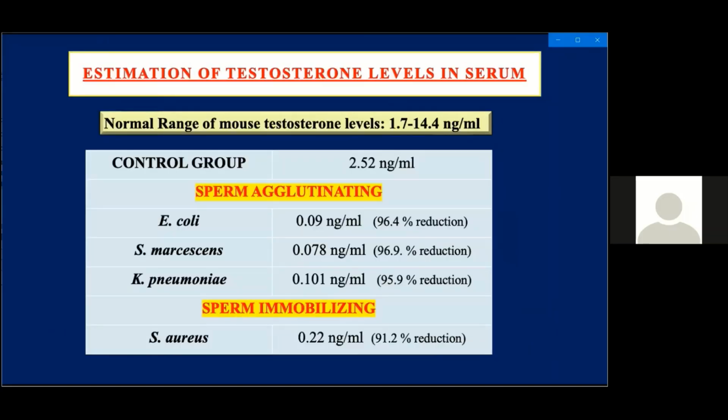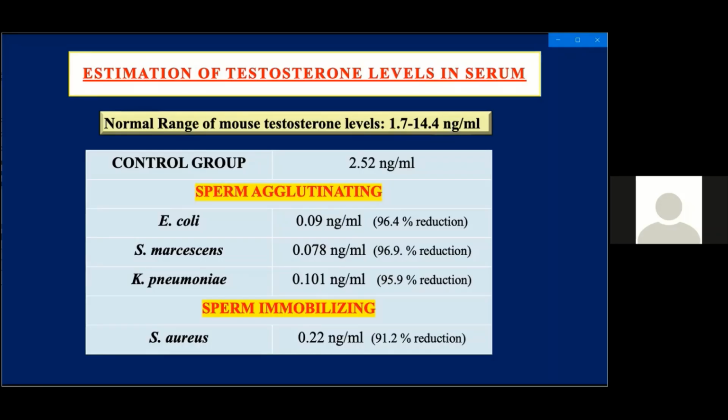The level of testosterone in serum has been depicted in the following table, and we can find from this table that the normal range of mouse testosterone is between 1.7 to 14.4 nanogram per ml. In the control group administered mice, the level was observed to be 2.5 nanogram per ml, which was within the normal range. However, in the mice administered with sperm agglutinating microorganisms, the level was found to be significantly reduced. For example, in case of E. coli, the level was 0.09 nanogram per ml, indicating about 96% reduction from the control group.